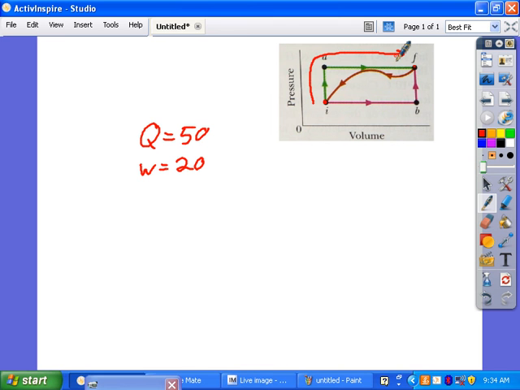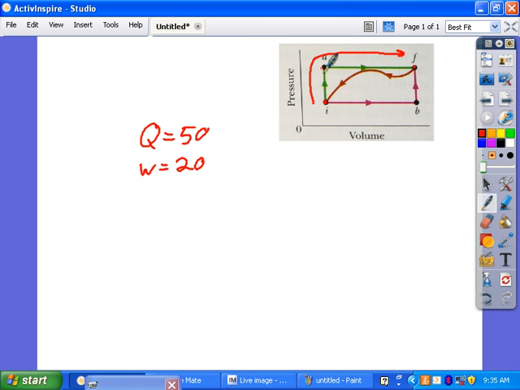Alright, now, first question. What is work along path IBF? Q is 36. What is W along path IBF? Okay, so what I need to do here is I need to figure out how much energy is at these different locations here.